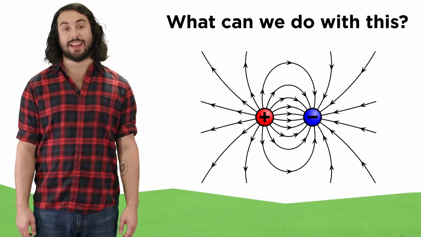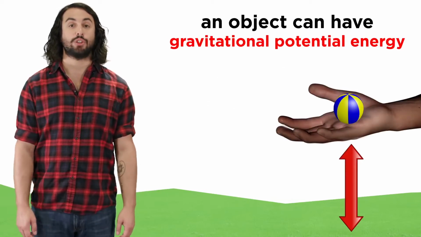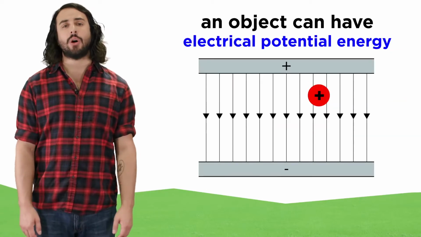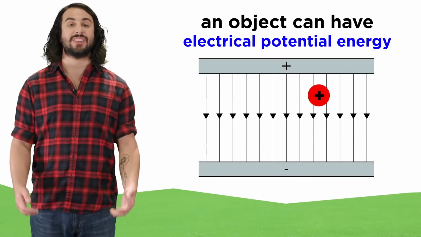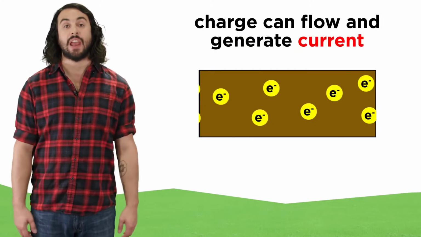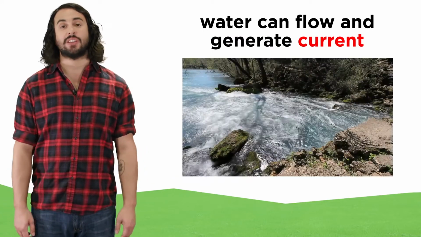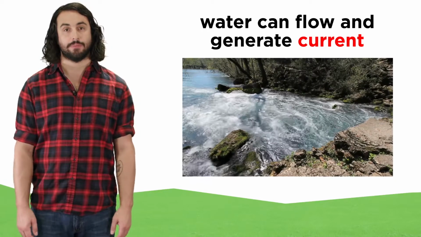We must understand that just as there is gravitational potential energy by virtue of an object's position in a gravitational field, there is also electrical potential energy by virtue of an object's position in an electric field, and charged particles can flow and generate current just like water in a river can flow and generate its own kind of current.